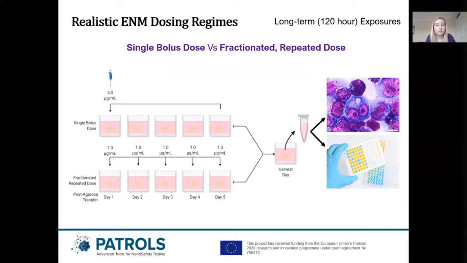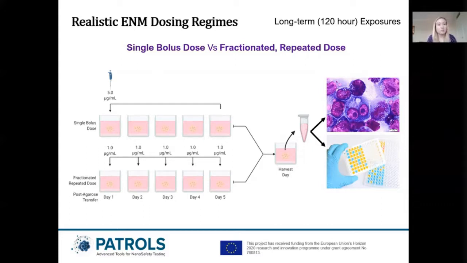So for the repeated dosing regime, the final concentration is fractionated into 5 equal concentrations and dosed daily, which will inevitably amount to the same single bolus dose applied on day 1 in the other regime. This is depicted in the diagram here, where you can see the 5 micrograms per mil final concentration has been split into 5 1 microgram per mil doses over the duration of the 5 days.